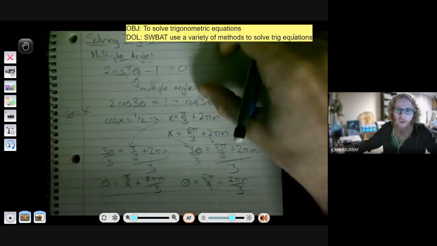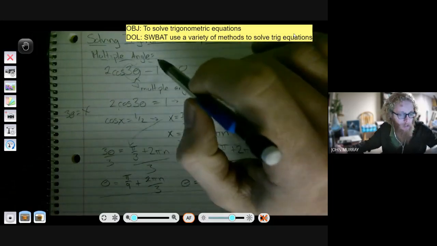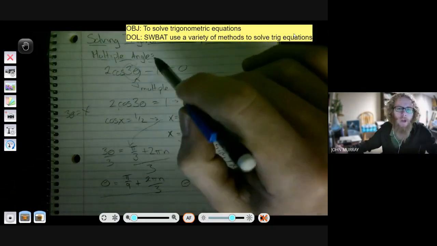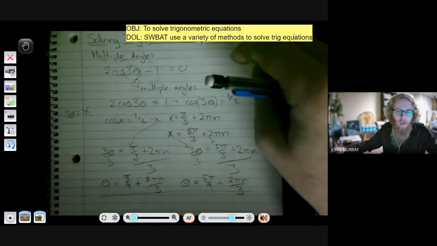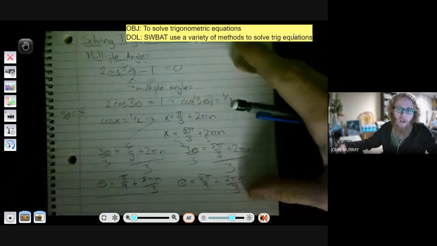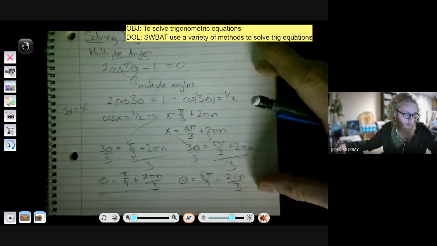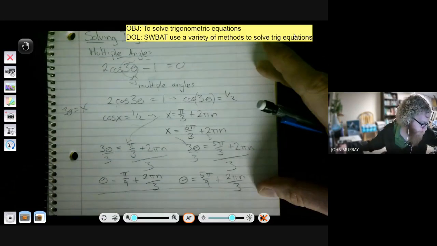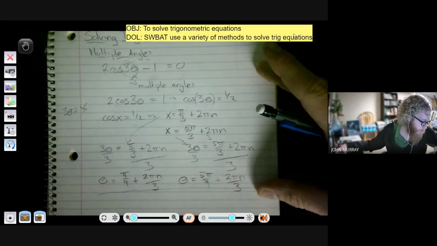I don't want to spend too much time on this, though, because later on, next week or the week after, we have some special rules with multiple angles that make things a little easier for us. But you can do it this way as well. Any questions about using multiple angles or solving with multiple angles?